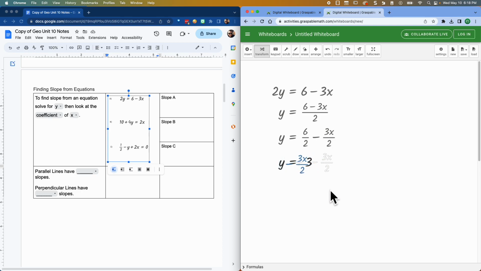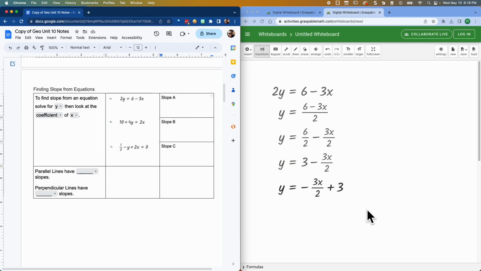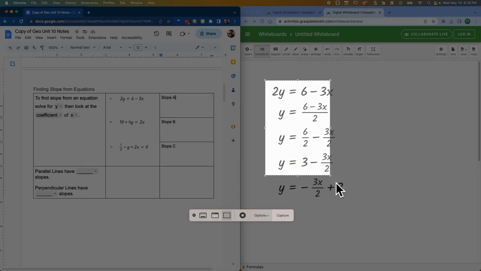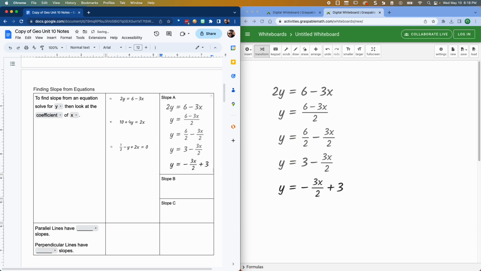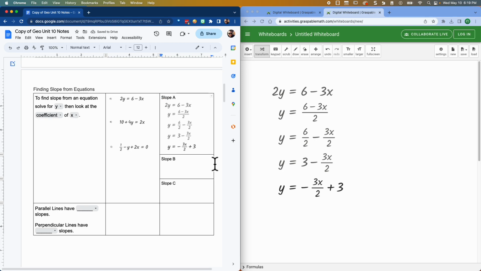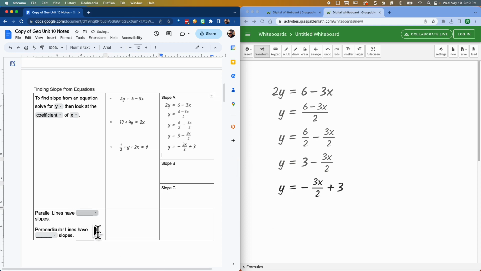I could keep it there, or I could put it in front. A lot of times people like to put the x term in front of the constant term. Either way is fine. But that coefficient there tells me that the slope is negative 3/2. So I'm going to take a picture of this. Kind of shows my steps. I'm going to make it a lot smaller though. Probably about that there. And then we're going to say that the slope equals negative 3 over 2.